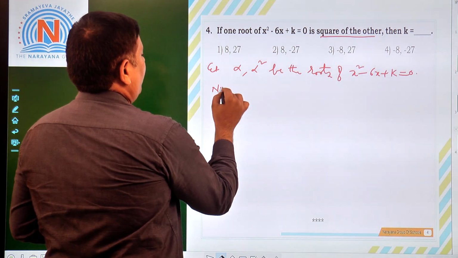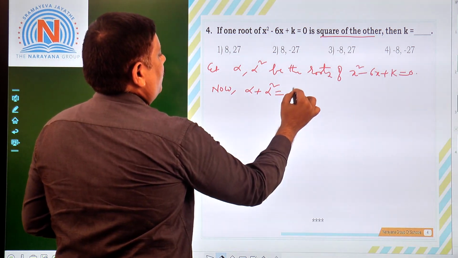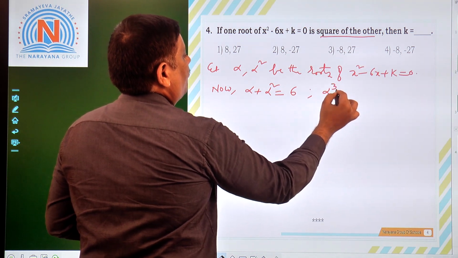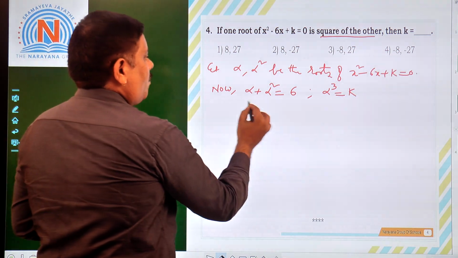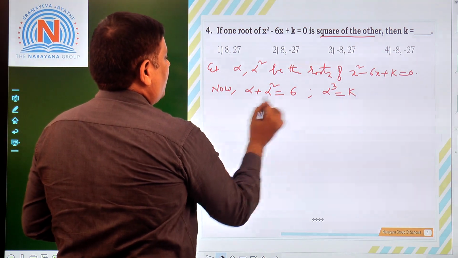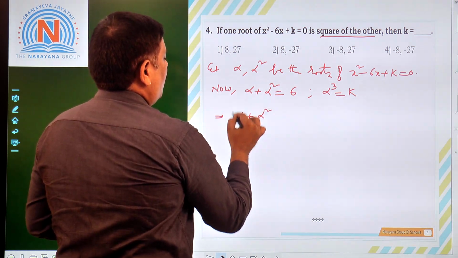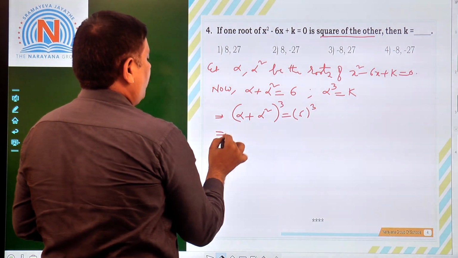Now we have alpha plus alpha square is equal to the sum of the roots, that is 6, and also alpha into alpha square, that is alpha cube, is equal to k. Okay, now here let us cube on both the sides. This equation let us take and cube on both sides. We have alpha plus alpha square whole cube is equal to 6 cube.